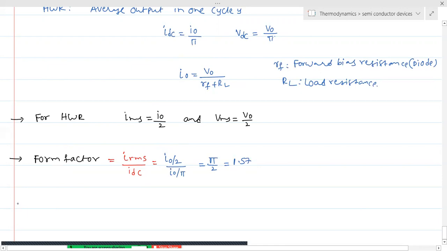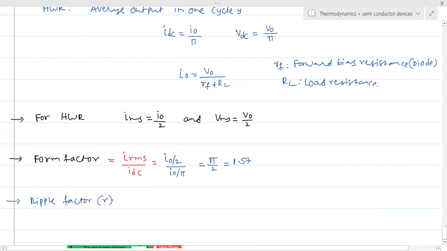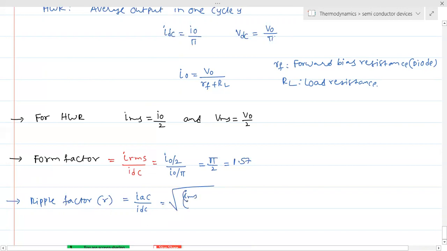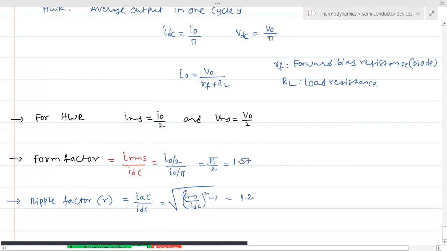We also have ripple factor. These two are very famous. Ripple factor, generally denoted by small r, equals IAC by IDC. We have a standard relation for that: the square root of (IRMS by IDC) whole square minus 1. By substituting those values, we will get 1.21. So this we need to remember.